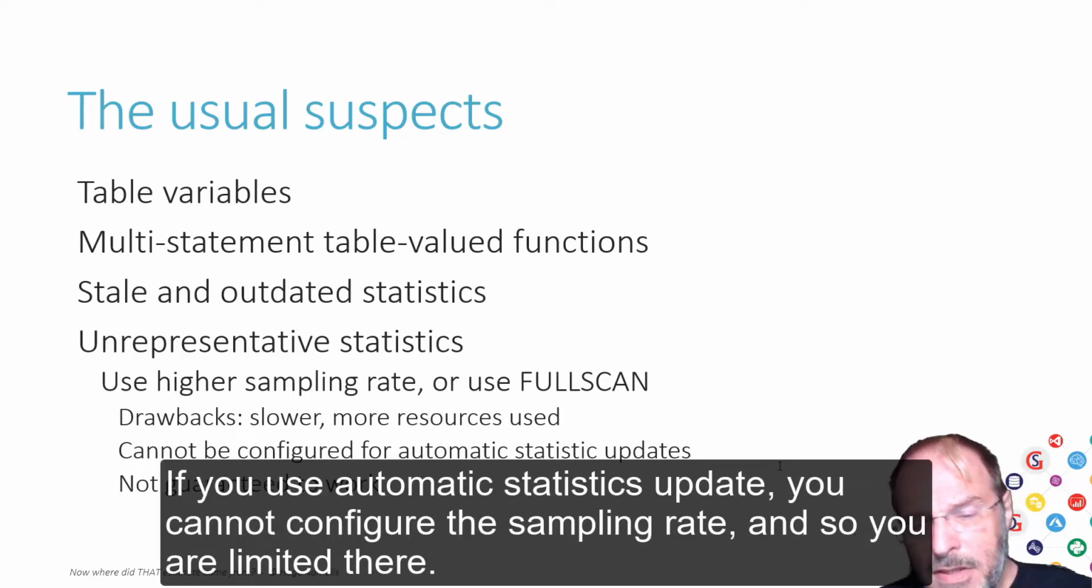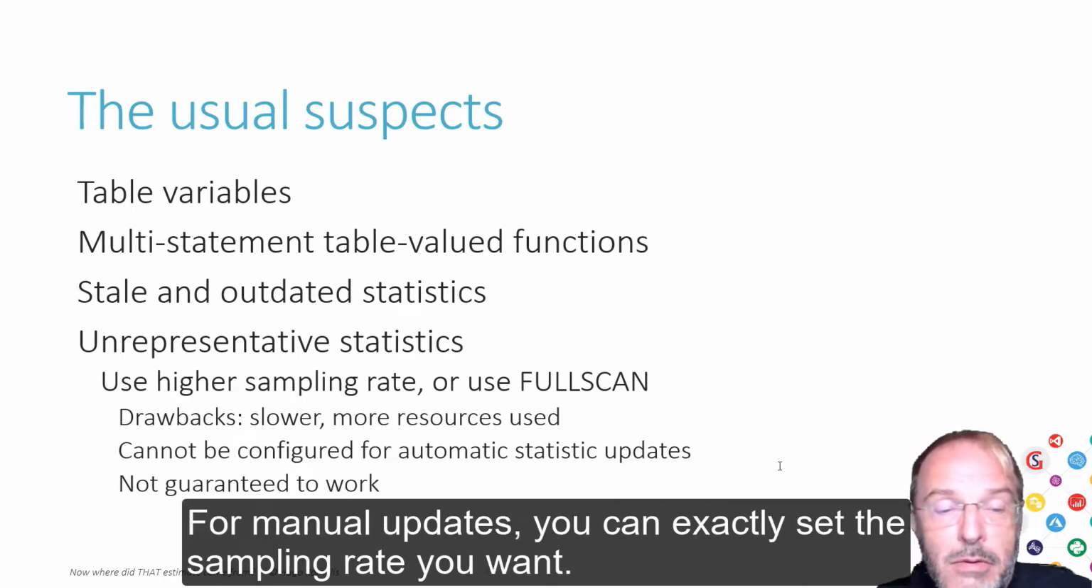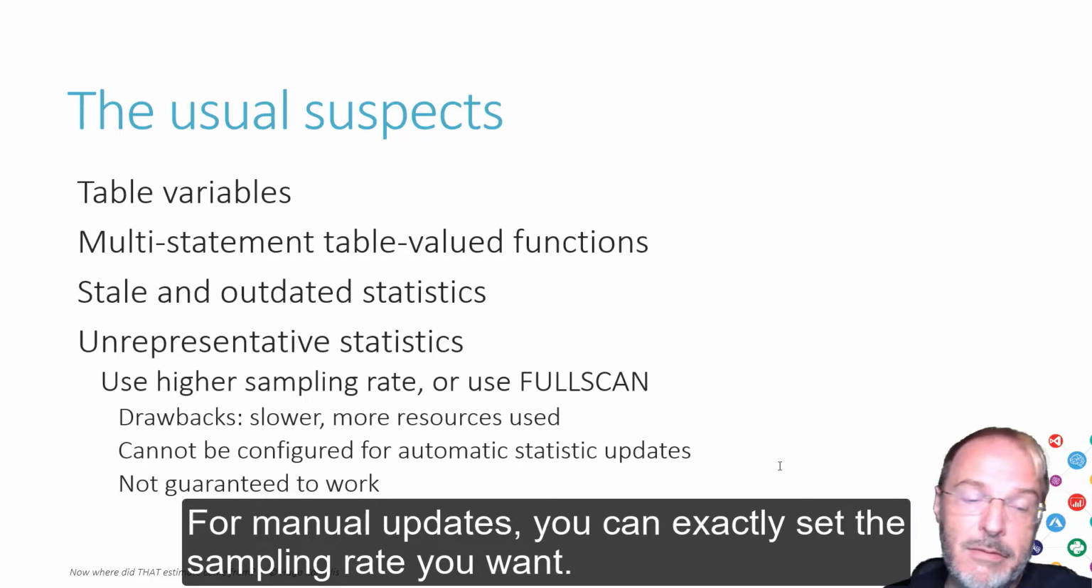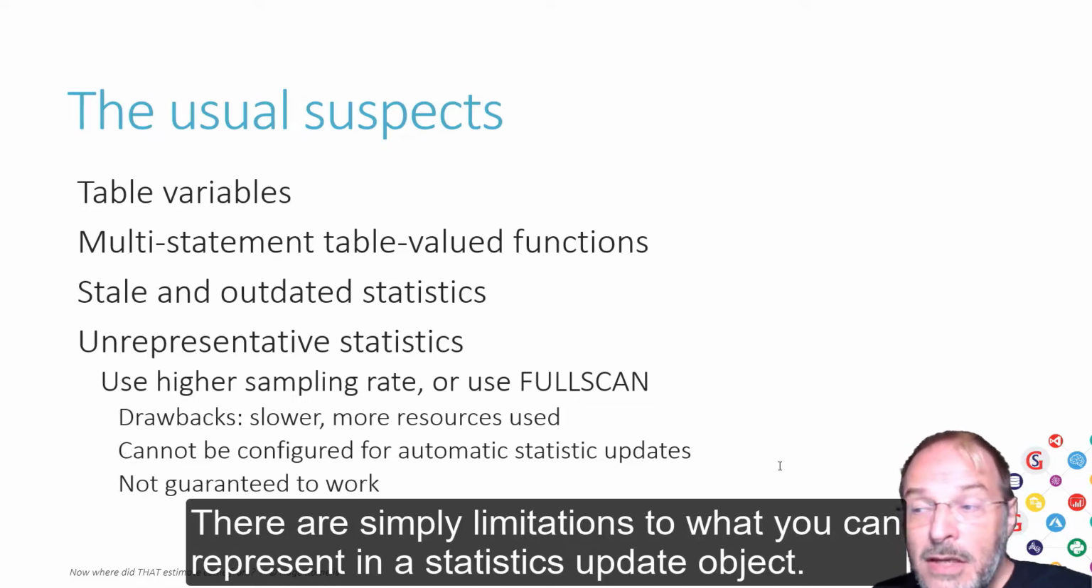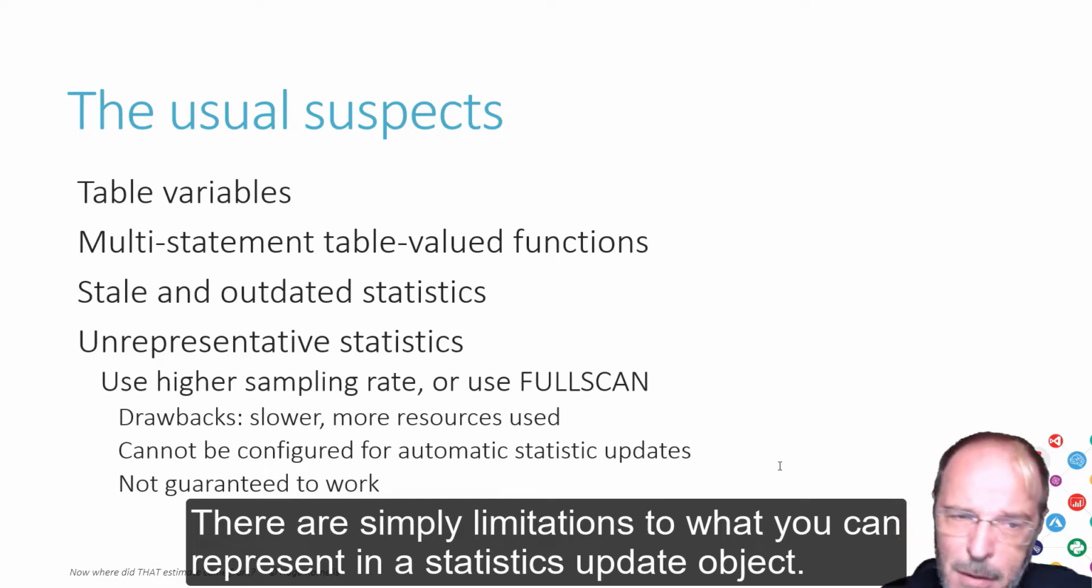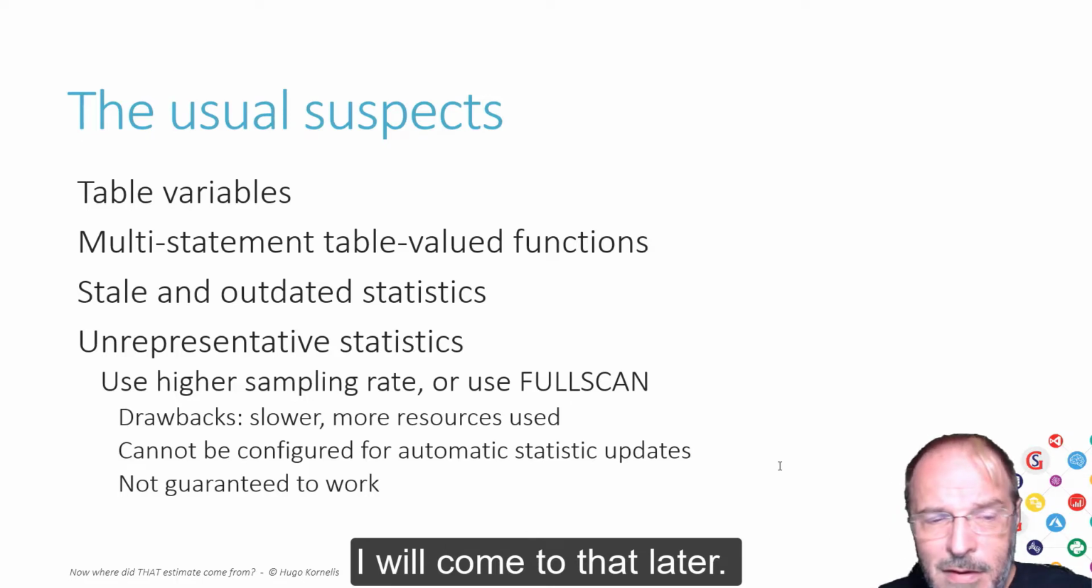If you use automatic statistics update, you cannot configure the sampling rate, so you are limited there. For manual updates, you can exactly set the sampling rate you want. However, even with full scan, you're not guaranteed to get completely representative statistics. There are simply limitations to what you can represent in a statistics object. I will come to that later.